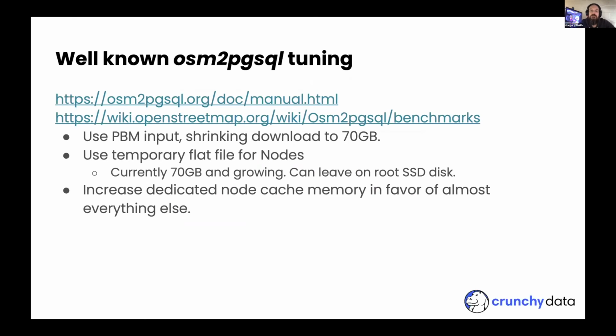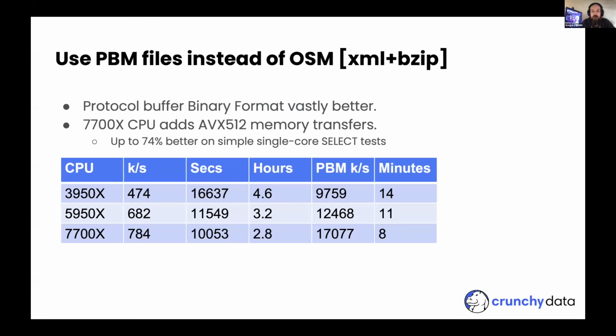So what do we know about tuning this? There are 2 tuning guides for this thing that are floating around out there. There's one in the documentation, and there's one where people share reference configurations. There are 3 standard tweaks for this. Use one of the types of inputs, use a temporary flat file for something instead of using the database. It's all good stuff. And then there's a dedicated node cache for the program that it uses. And the general advice is decrease any other memory parameter if instead you have the option of increasing the node cache and making that faster instead. So I tested all those assumptions and they pretty much bear out.